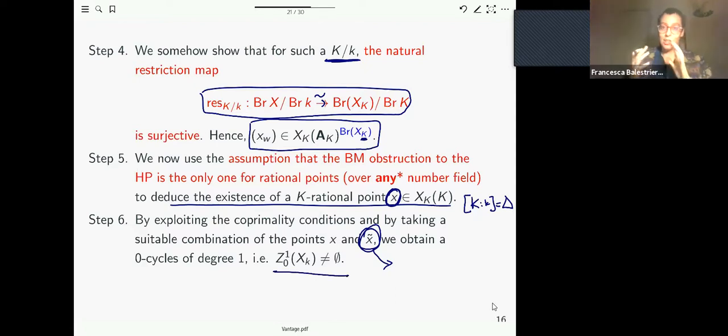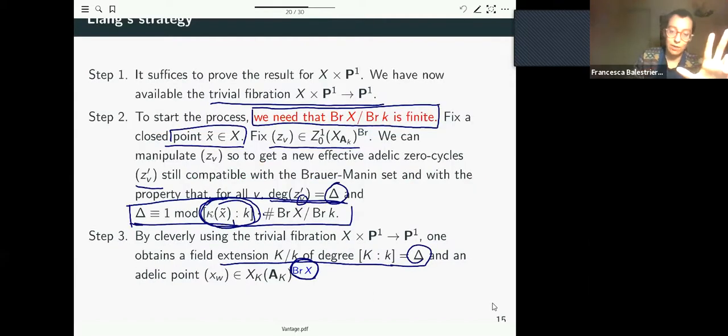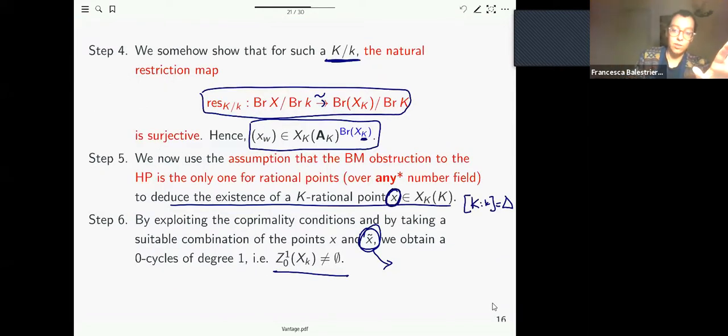And so this shows actually that whenever you have these three main things, so let me just revise them. Whenever you have that this Brauer group is finite, whenever you have that this restriction map is surjective for enough field extensions, and whenever you have that the Brauer-Manin obstruction is the only one for the Hasse principle for enough field extensions, then you can conclude that you can transfer the knowledge from the rational points world to the zero cycle world. And that's the way he proves his result.